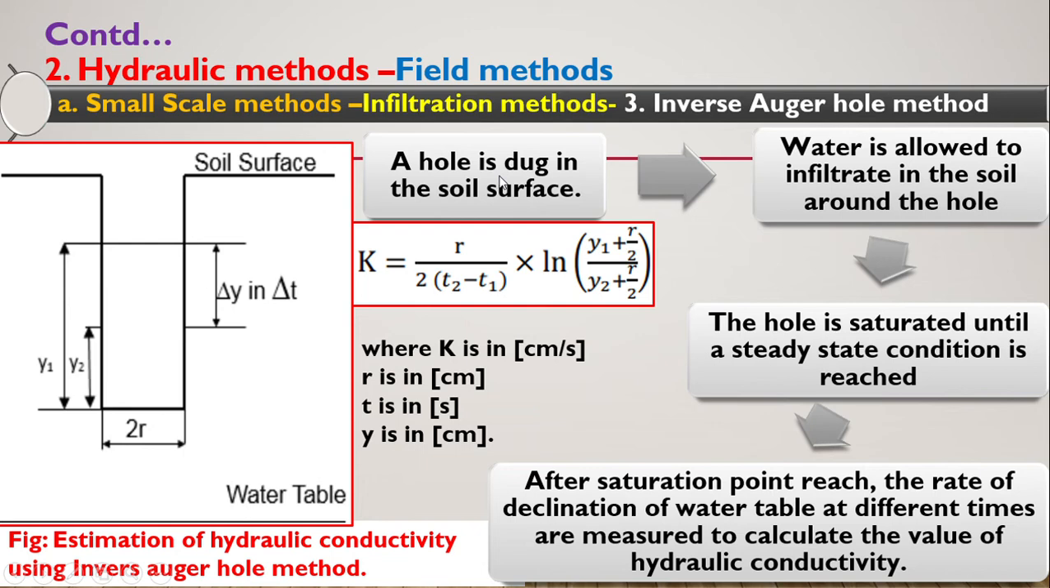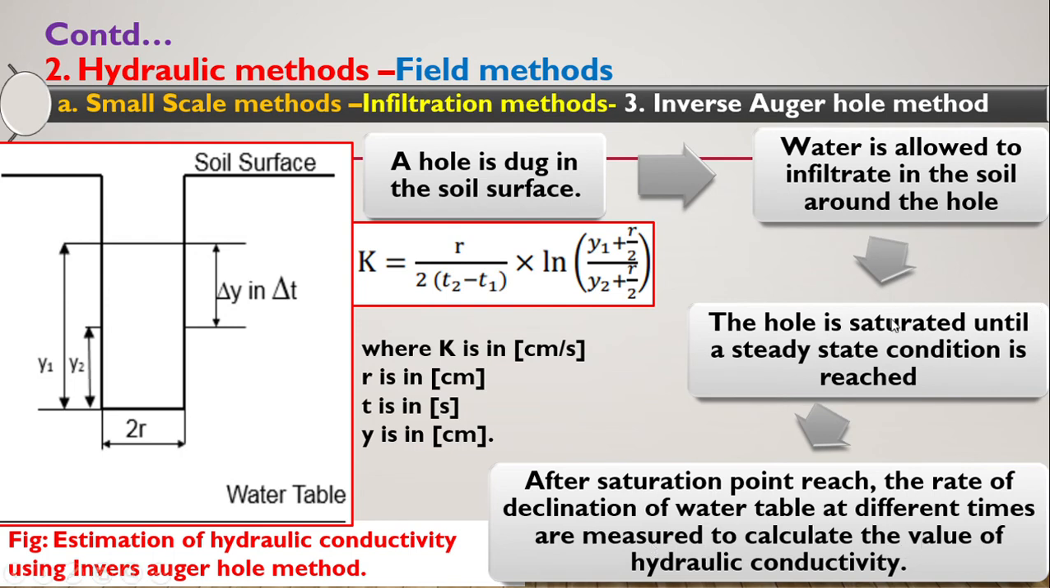This is same as above. Water is allowed to infiltrate into the soil around the hole. Of course, we will dig a hole and we will pour some water into the hole, and water is allowed to infiltrate into the soil around the hole. Now the hole is saturated until a steady state condition is reached. After the saturation point is reached, the rate of declination of water table at different times will be calculated.